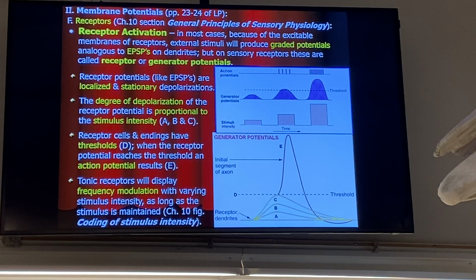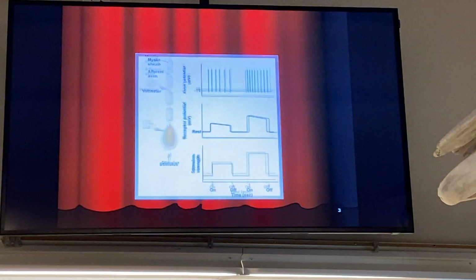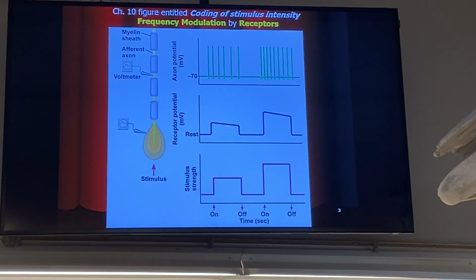We're going to talk about tonic receptors and phasic receptors in just a little bit, which is also relevant for lab. In fact, a lot of today's lecture is relevant for lab 6 and 7 next week. And again, you see here stronger stimulus on the bottom. You're going to get a more depolarized receptor potential. It's going to result in more spikes. Everybody see that?